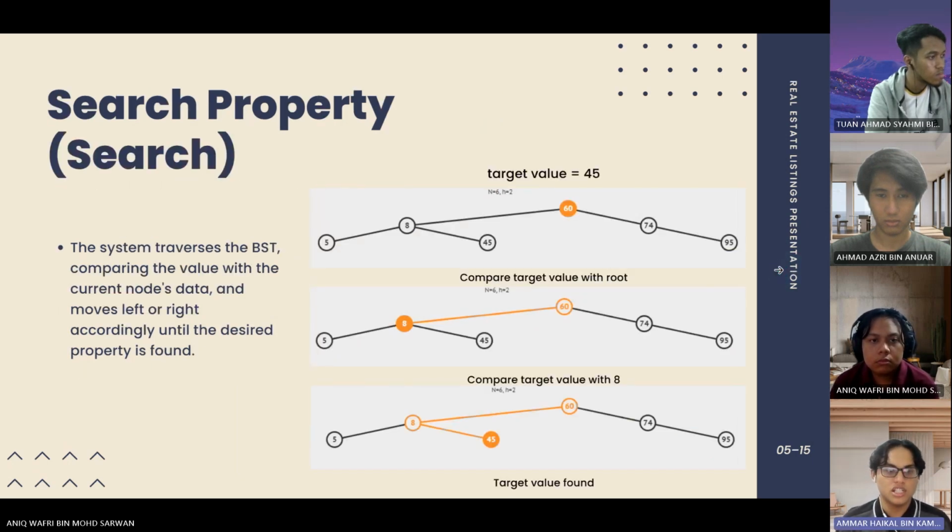The next operation is search property. The system traverses the binary search tree by comparing the value with the current node's data and moving left or right accordingly until the desired property is found.